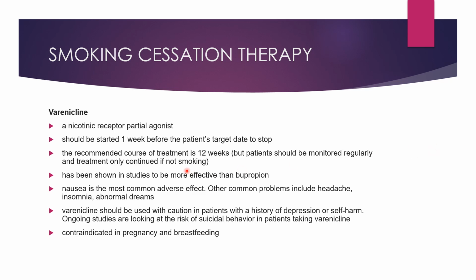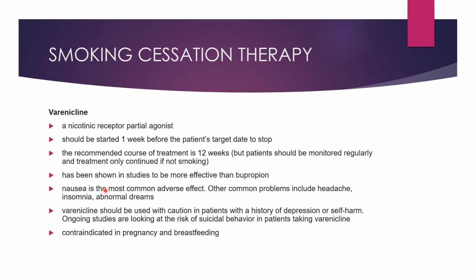The next drug is varenicline, a nicotine receptor partial agonist, and it should be started 1 week before the patient's target stop date. And after the stop date, you have to continue the drug for at least 2 to 3 weeks. So that is important. After 2 to 3 weeks, you have to reassess the patient, whether the patient is committed to the smoking cessation therapy. Only then you continue the treatment. The total course of therapy is usually 12 weeks. But there should be regular monitoring, and the treatment is continued only if the patient is not smoking.